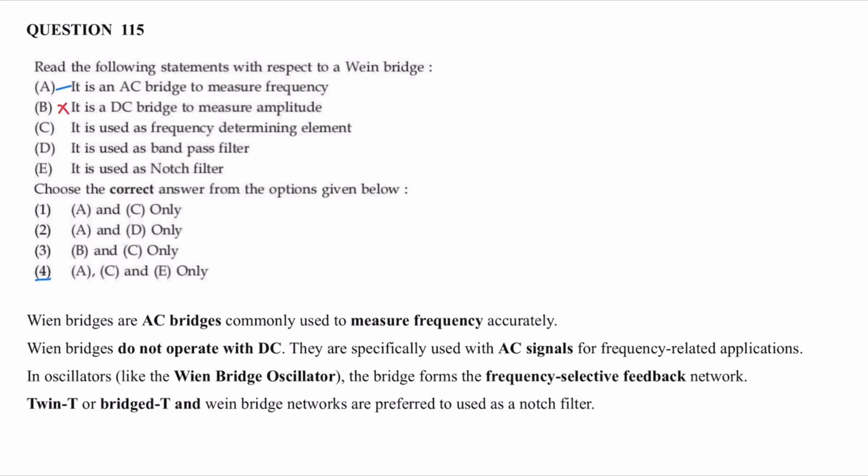Statement C: it is used as a frequency determining element in the Wien bridge. Statement C is correct. It is used to determine the frequency. Statement D: it is a band pass filter. So Wien bridge is not a band pass filter. It can act like a notch filter.